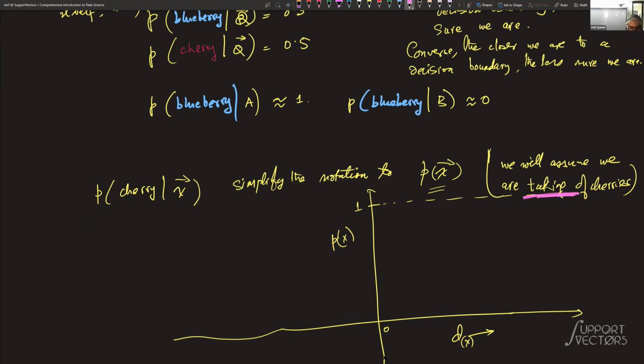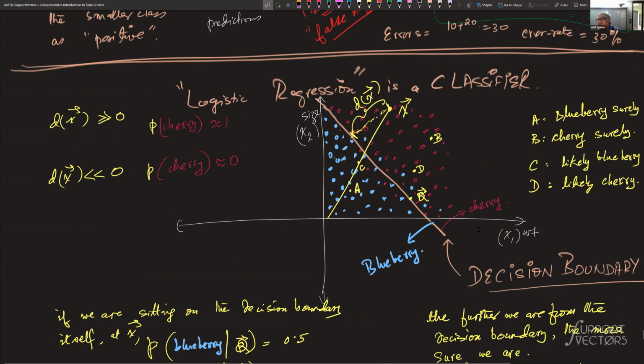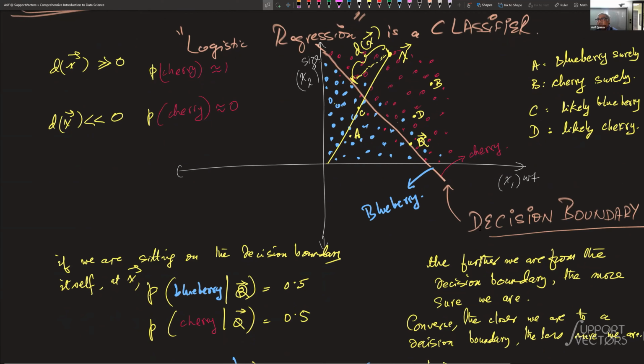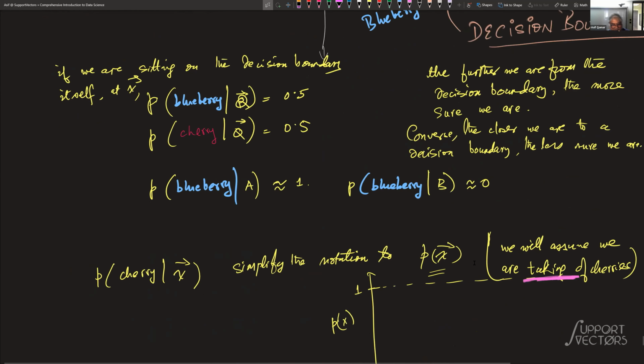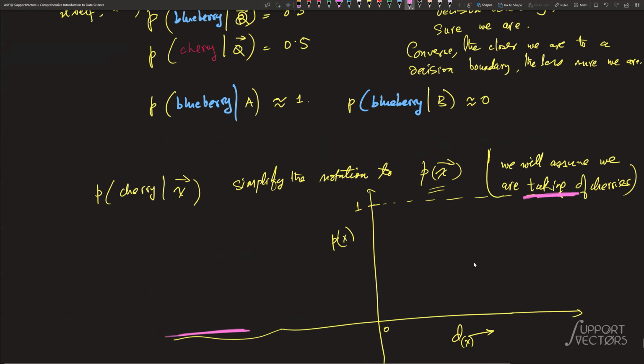At very negative values of D, in the other direction, if you go very far down from the decision boundary, what is the probability that it's a cherry? It's 0, right? So we are here. Now what happens as you come closer to the decision boundary, at distance 0? When you're literally sitting on it, when D is 0, what is the probability that it is a cherry? 0.5, right? This is 0.5. So we know the answer at three points.